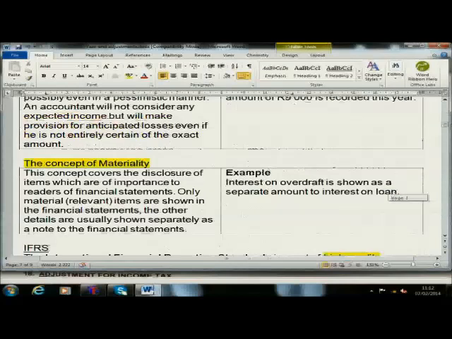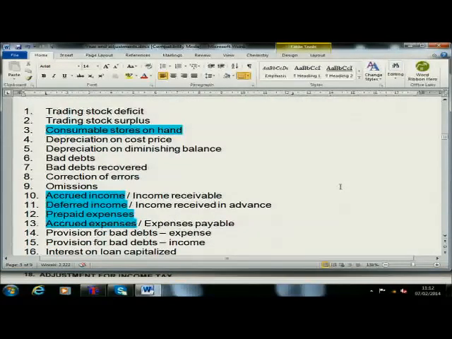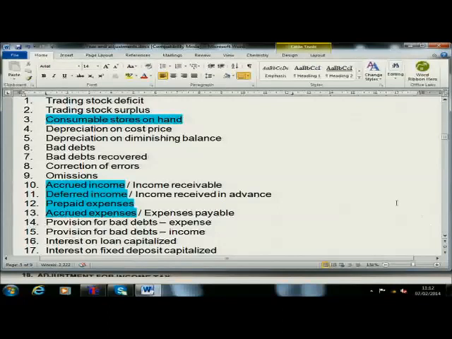So if I can quickly go back to my thing there. Just a moment. I just want to show you quickly that we did, I think it was 17 adjustments today. There you are. We start with the trading stock deficit, and the ones that are highlighted there are the temporary accounts, and we end with the interest on the fixed deposit that we capitalized.